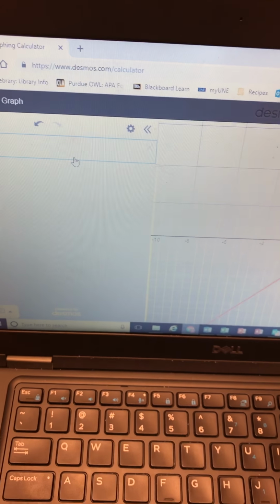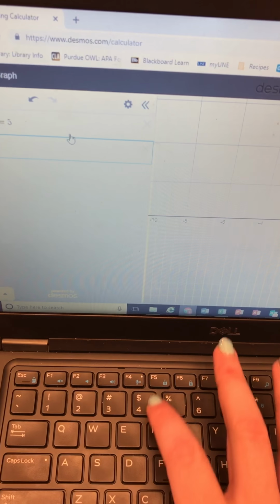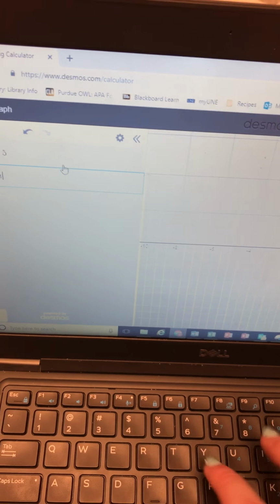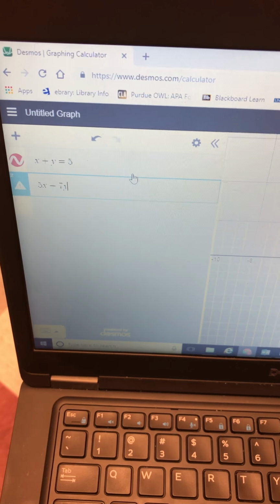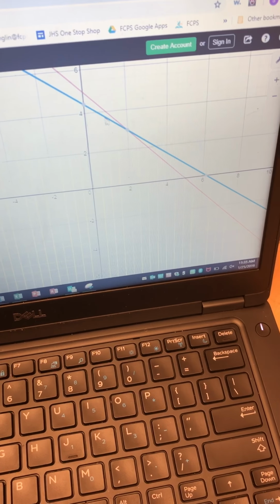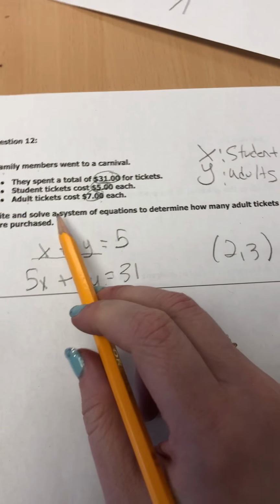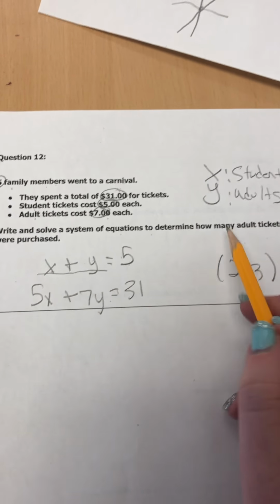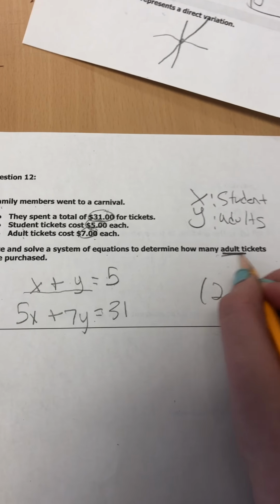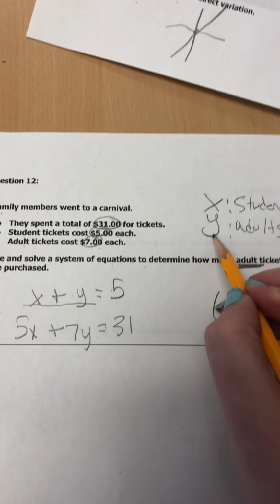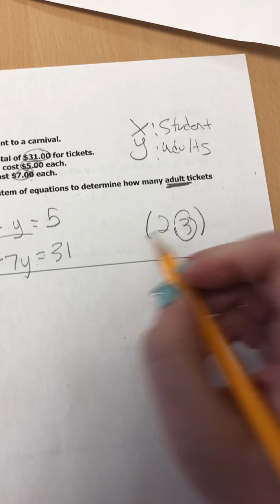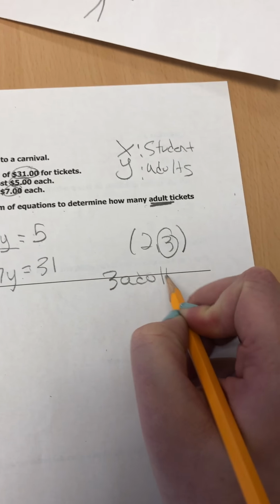So I'm going to type these in. Okay, so we got 2 lines. We know that our solution is where they cross each other. So I got my solution as 2, 3. But let's go back and see what the question is asking for. It says write and solve a system, so that's what we did, to determine how many adults. So the letter that we used for adults was Y. My Y value in here was 3, so 3 adult tickets were purchased.